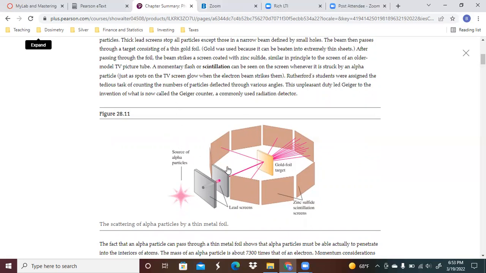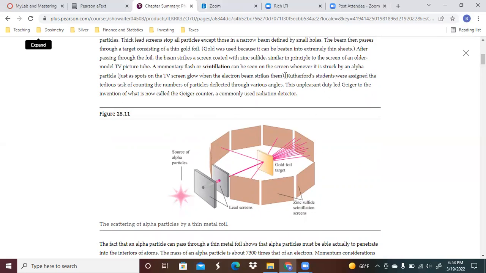After passing through the foil, the beam strikes a screen coated with zinc sulfide, similar in principle to the screen of an older model TV picture tube. A momentary flash or scintillation can be seen on the screen whenever it is struck by an alpha particle, just as spots on TV screens glow when the electron beam strikes them.